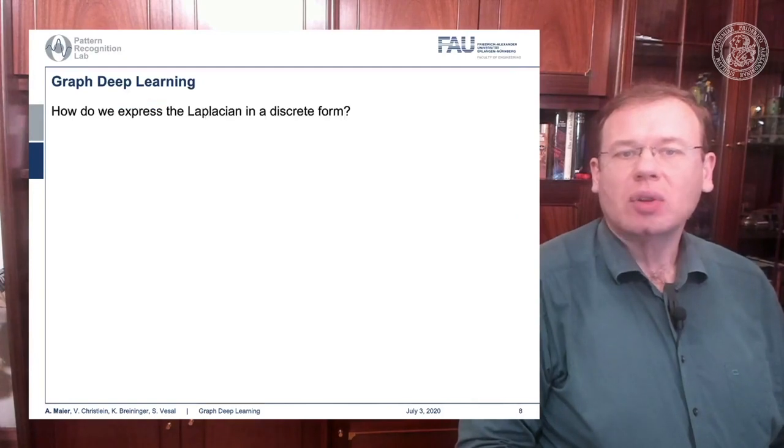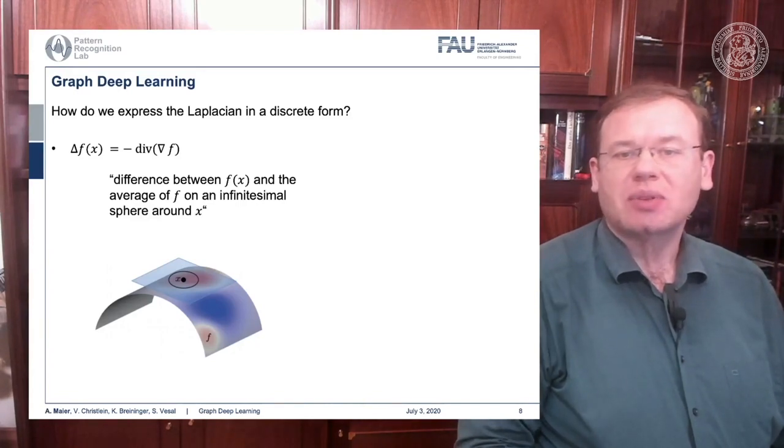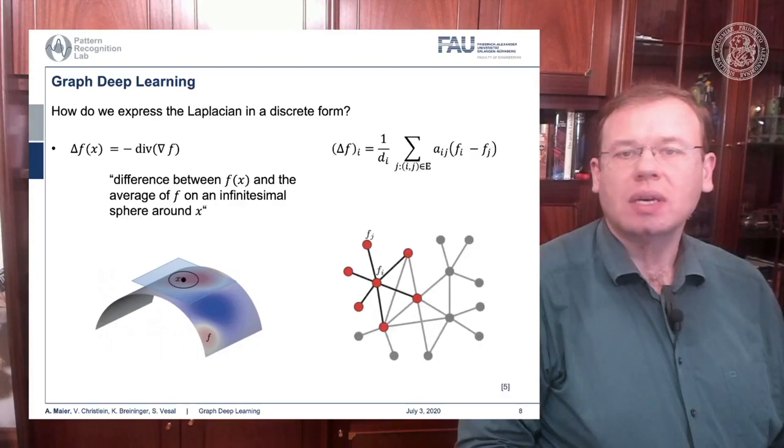Now, how do we express the Laplacian in discrete form? Well, that's the difference between f(x) and the average of f on an infinitesimal sphere around x. So the smallest step that we can do is actually connect the current node with its neighbors. So we can express the Laplacian as a weighted sum over the edge weights a_ij, and this is then the difference of our center node f_i minus f_j, and we divide the whole thing by the number of connections that actually are incoming into f_i. So this is going to be given as d_i.